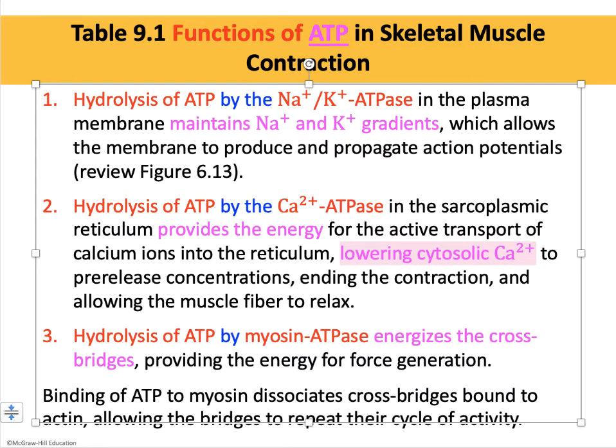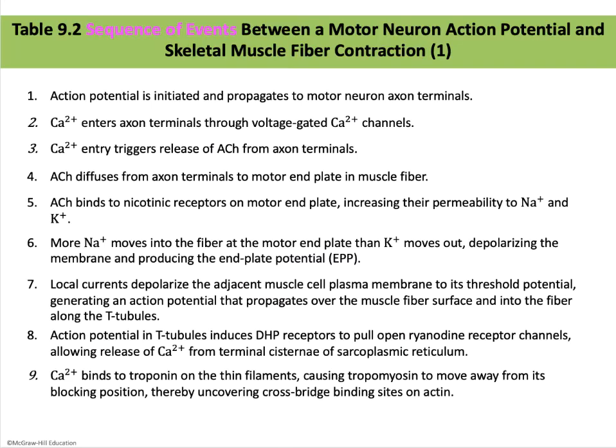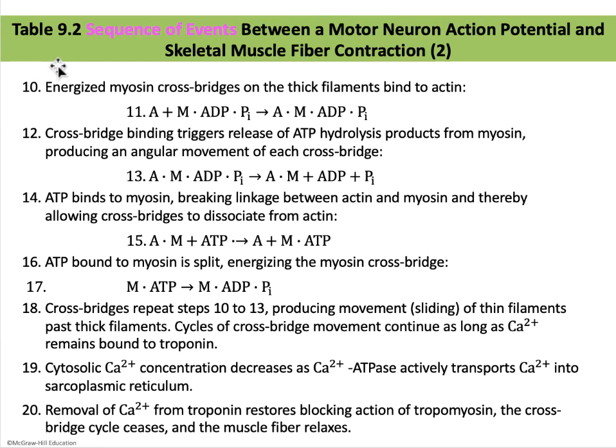And thirdly, as we just saw, the hydrolysis of ATP by the myosin ATPase, the cocked heads of the myosin, is necessary in order to walk along the actin filament in the cross-bridge cycle. The next two slides detail step by step the sequence of events between a motor neuron action potential arriving at the bouton and the skeletal muscle fiber contraction and relaxation. Students are highly encouraged to relate to these sequence of events and to get them in the correct order.